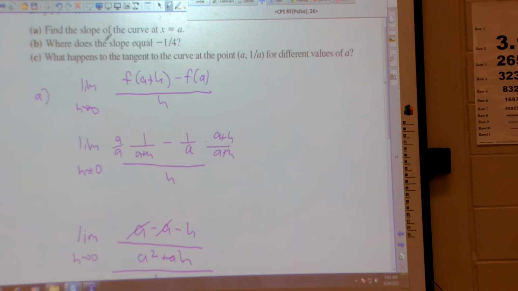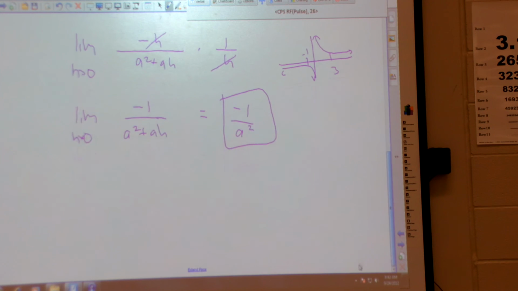Now, where does the slope equal negative 1/4? We have to understand the language here. A lot of people miss these on quizzes. It's not asking what is the slope at negative 1/4, is it? Because that's when I would just plug it in. It's asking when does the slope equal negative 1/4? So exactly what it sounds like, I'm going to set that equal.